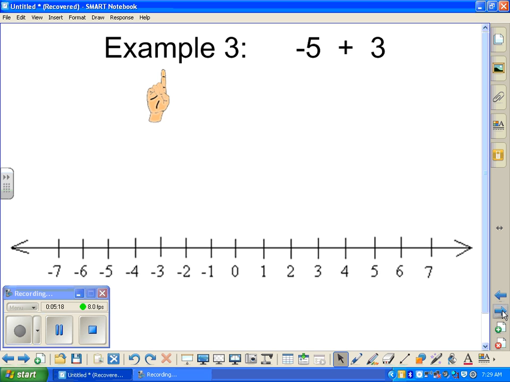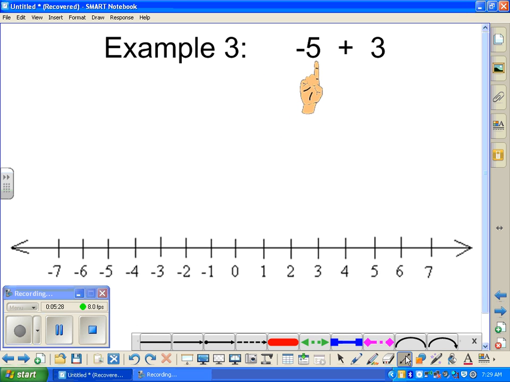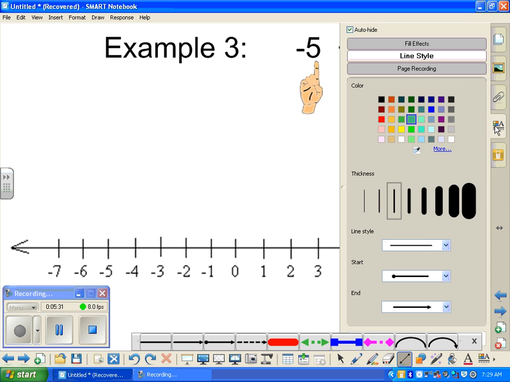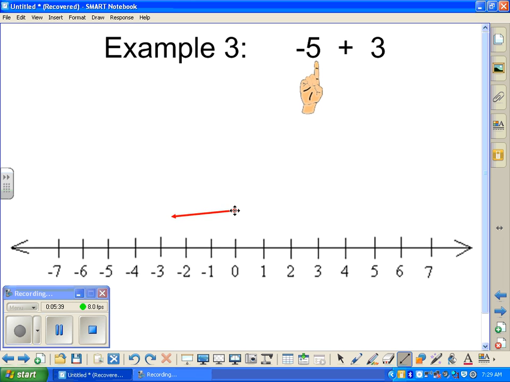Let's try a third example here. The third example is we're going to start off with a negative number this time around. -5 plus +3. So we're going to start with a -5. So we get our number, -5, start from 0, and we're going to go 5 steps backwards to here. Okay? So that's a -5 right over here.